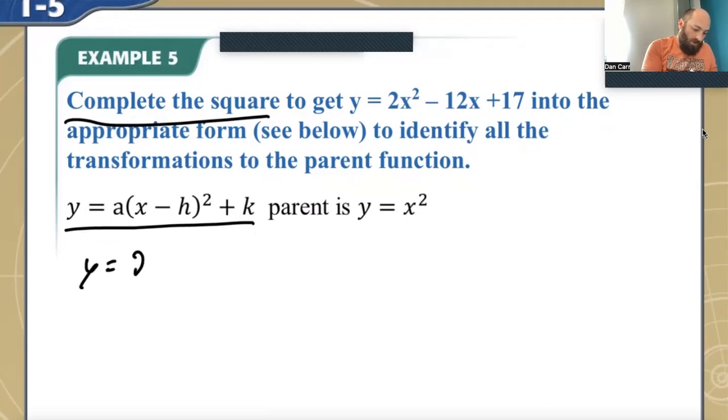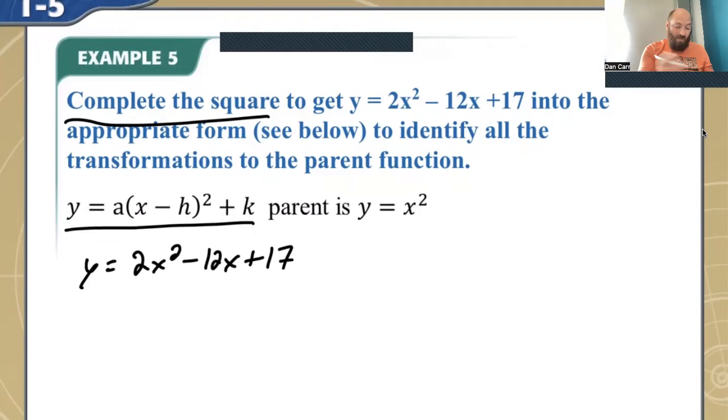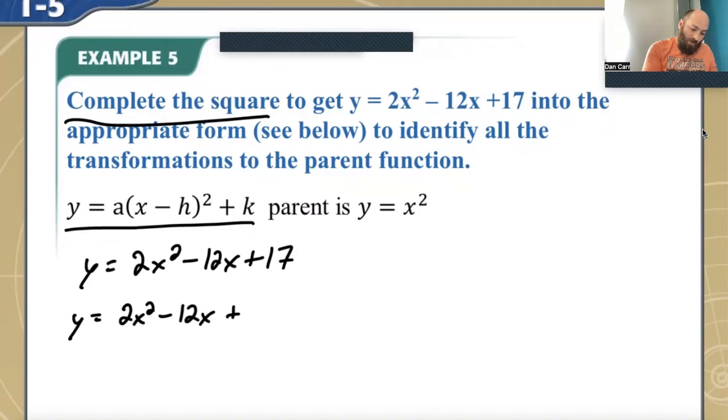Okay, so we'll start with this. We've got y equals 2x squared minus 12x plus 17. Normally, when I do completing the square, I like to focus on the x squared and x terms. So I'll say y equals 2x squared minus 12x, and I'm going to put a plus 17 over here. What I'm going to do is focus on just these two.